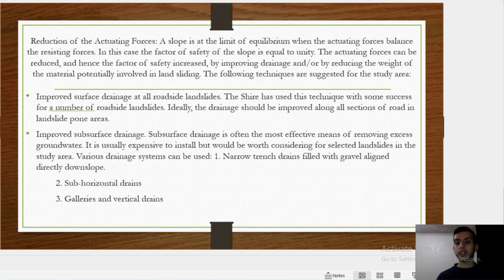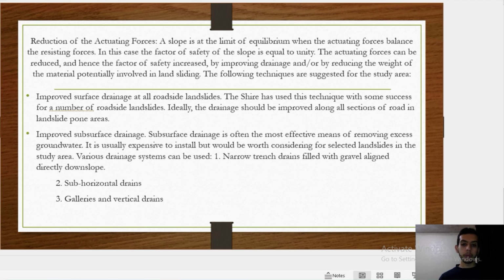The following techniques are suggested for the study area. Number 1, improved surface drainage, and number 2, improved subsurface drainage. Improved surface drainage at all roadside landslides. The shire has used the technique with some success for a number of roadside landslides. Number 2, improved subsurface drainage. Subsurface drainage is often the most effective means of removing excess groundwater. It is usually expensive to install but would be worth considering for selected landslides in the study area.